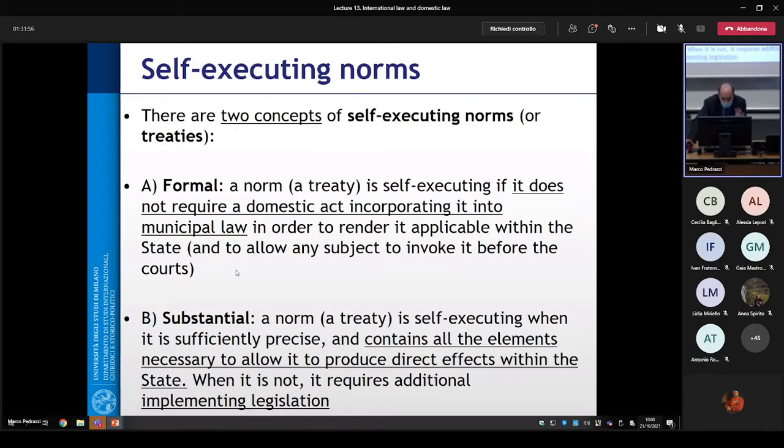So it is always important to have in mind this difference between formal applicability within the domestic legal system of a certain norm and substantial applicability, which means that the provision is perfect. It contains all the necessary elements to be able to be invoked by any subject, by any individual before the courts.